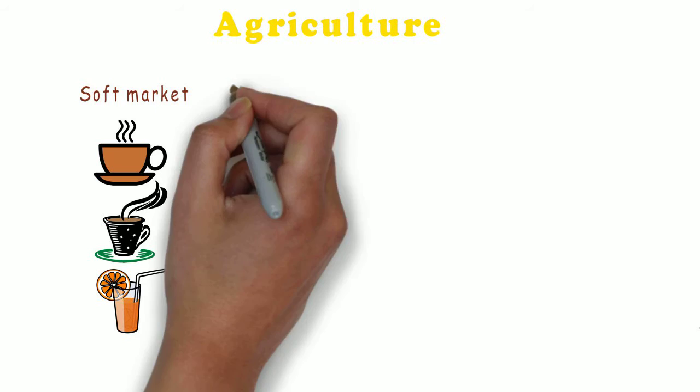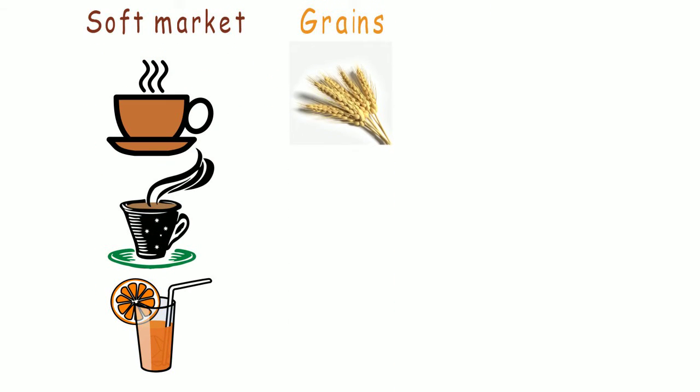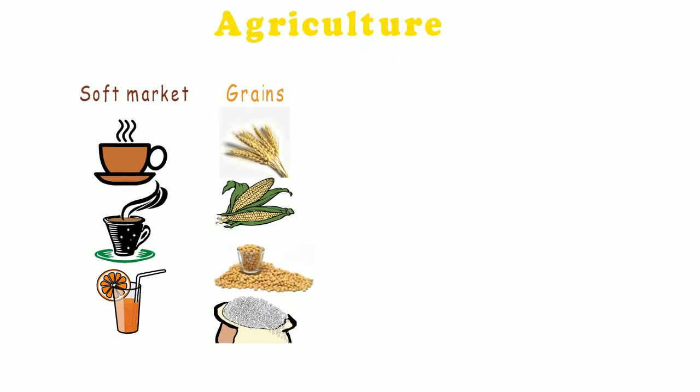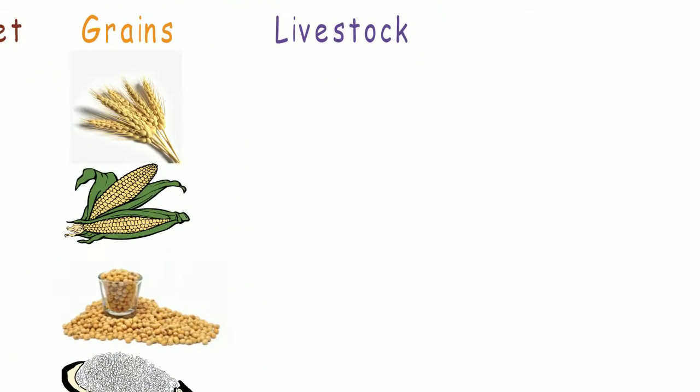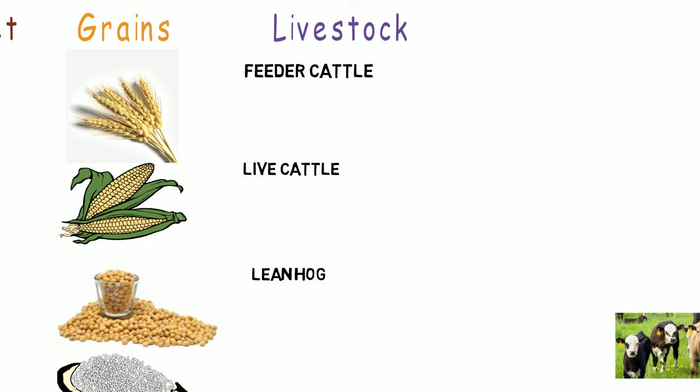In the first category, agriculture, commodities are divided into smaller groups which include softs market, things you drink such as cocoa, coffee or orange juice. The second small group, grains, are identified as cereals suitable as food for human beings, such as wheat, corn, soybean and rice. Livestock are the third one, which are animals that become food. This small group includes feeder cattle, live cattle, and lean hog.